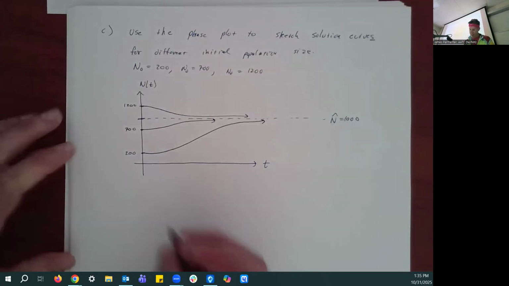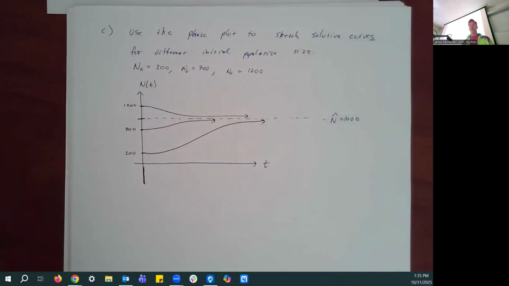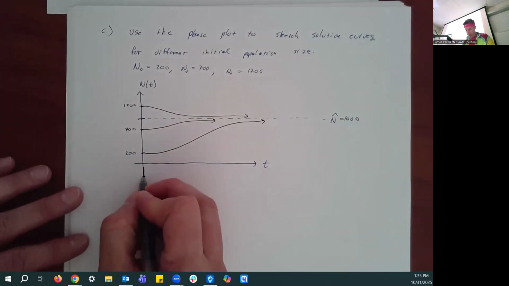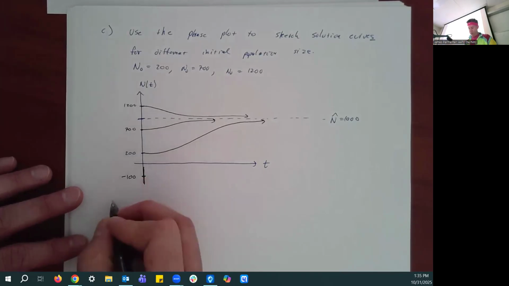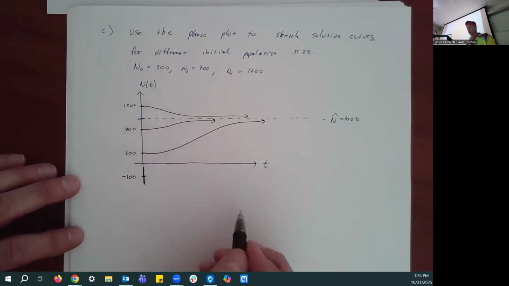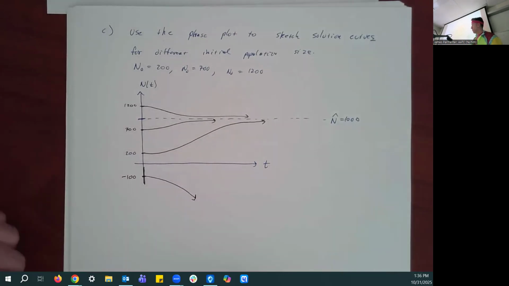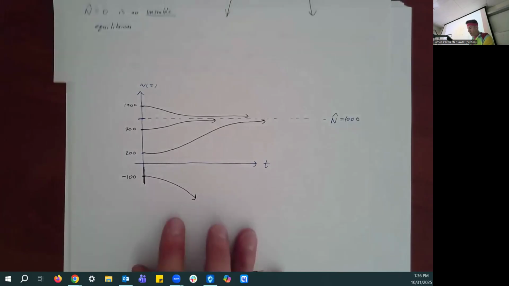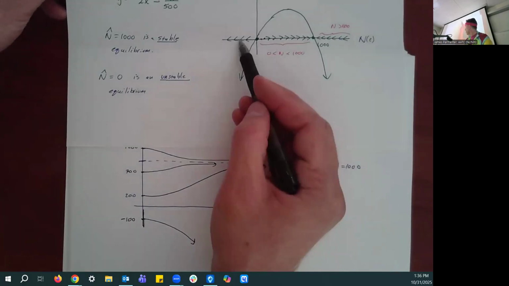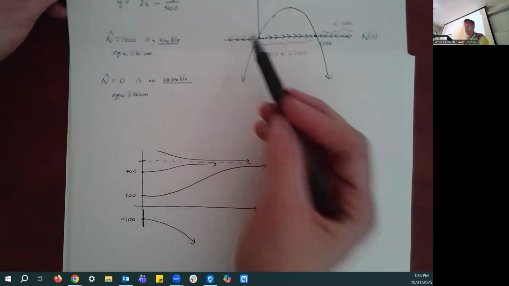The only way we wouldn't get closer to 1,000 is if we somehow started with a negative number of squirrels, which seems kind of weird, but there are other situations where it makes sense to have an initial population that starts off as negative. If we had a negative 100 initial population, we wouldn't get closer to 0 because 0 was unstable. We'd move further away from it. So we'd actually decrease like that, which, based on our previous graph, makes sense. If you start over here, you're going to get more and more negative. You're not going to get closer to 0.